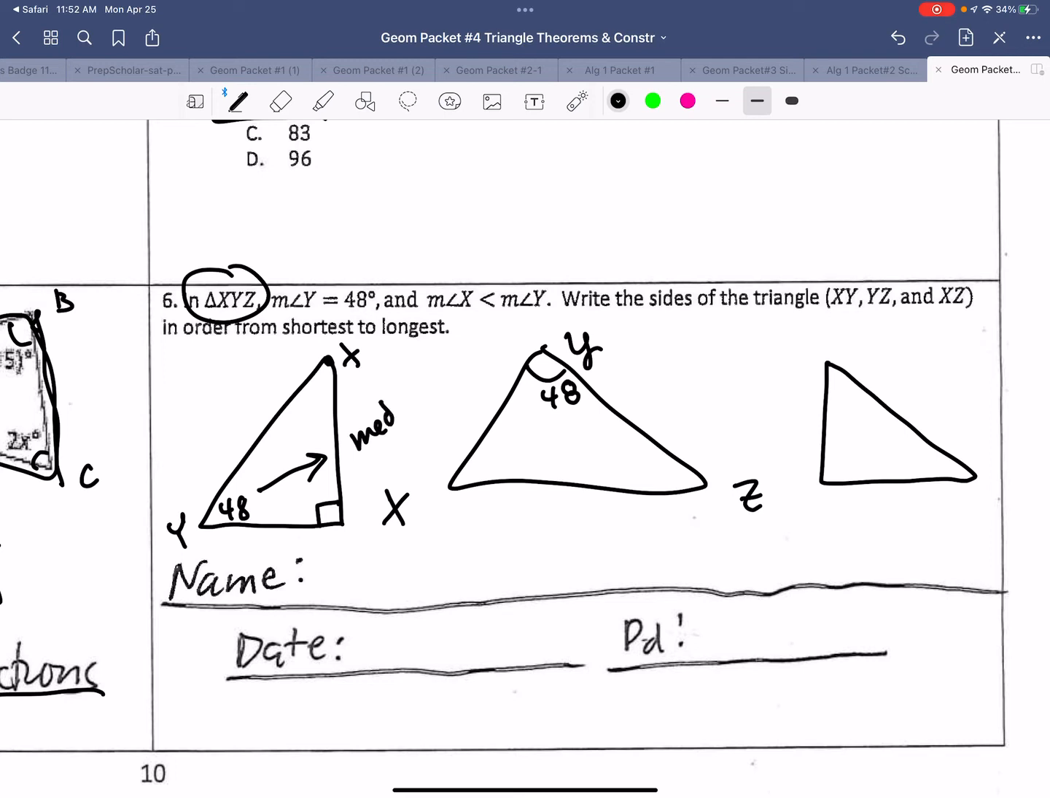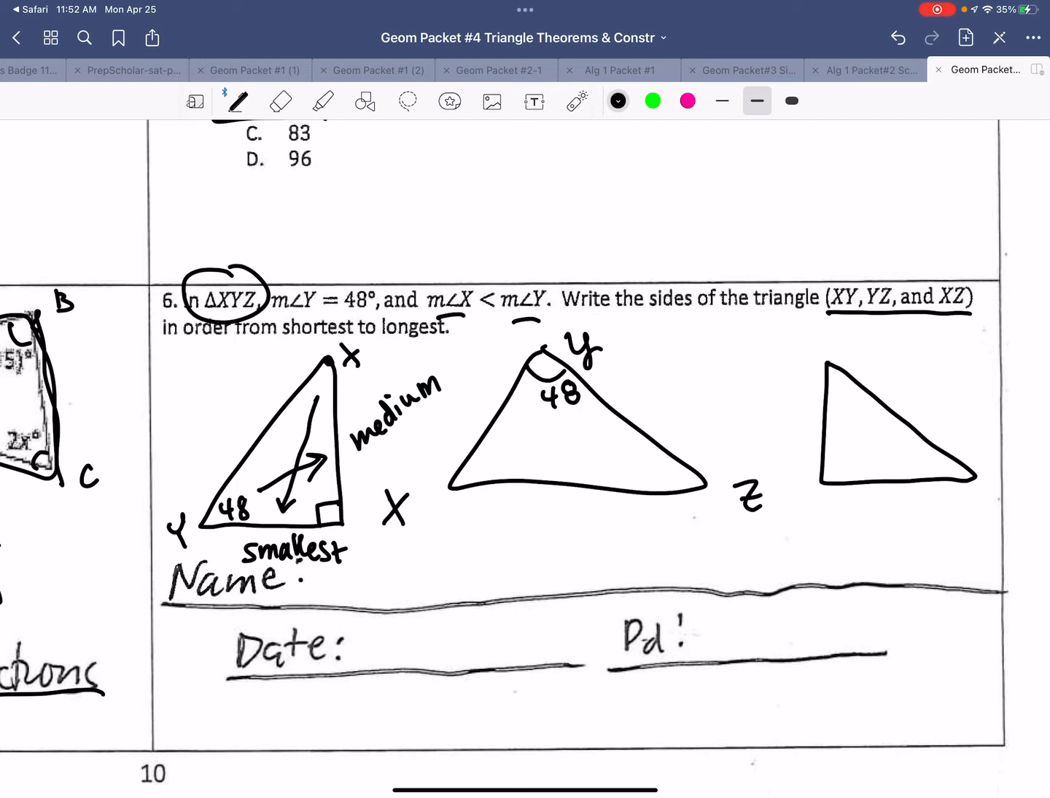So what does that mean? Well, that means this is either the medium side or the long, and when I go opposite the X, this is the smallest side. Does that make sense? Because you're forcing X to be smaller. Write the sides of the triangle least to greatest, smallest to largest.